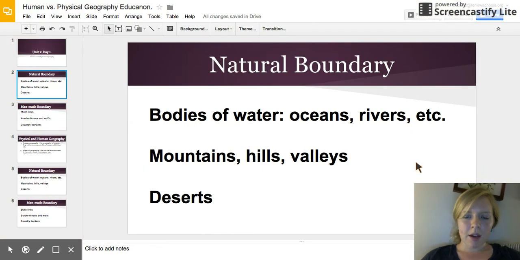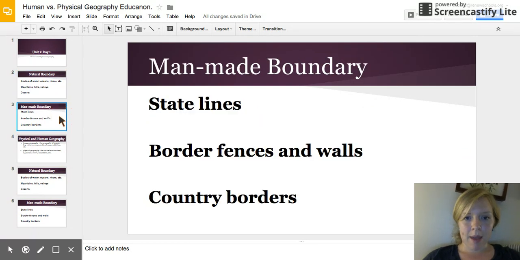So here we have a natural boundary. Things that just naturally divide countries, states, regions. Keep in mind a desert can be a natural boundary. It naturally separates two countries because it's uninhabitable. That means you can't live in it. And then man-made boundaries are usually just drawn up through political agreements, and they are imaginary.